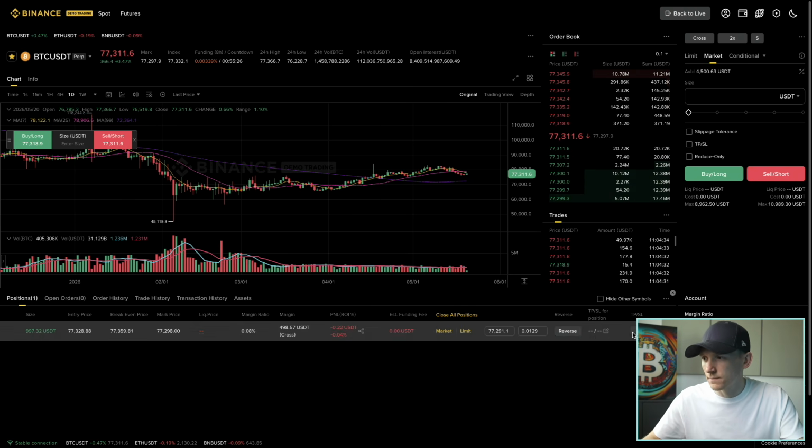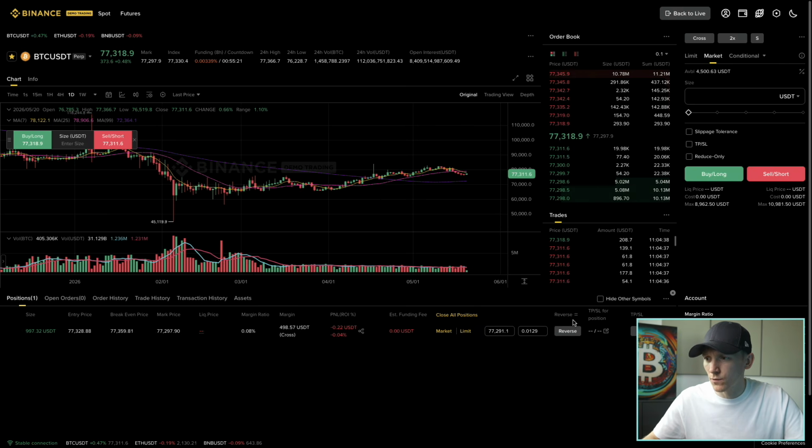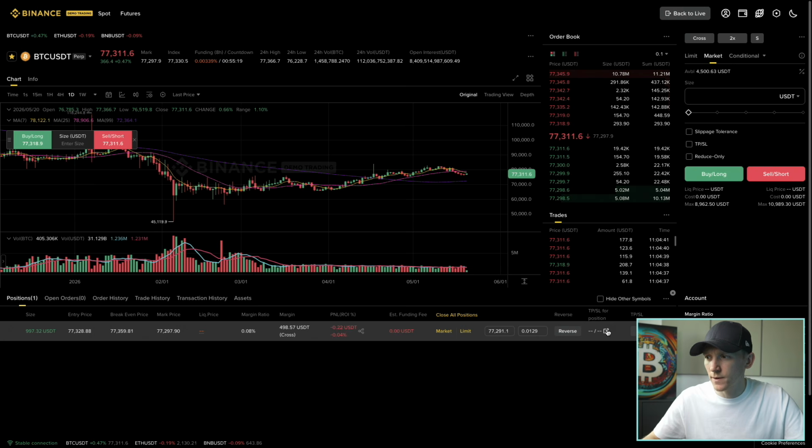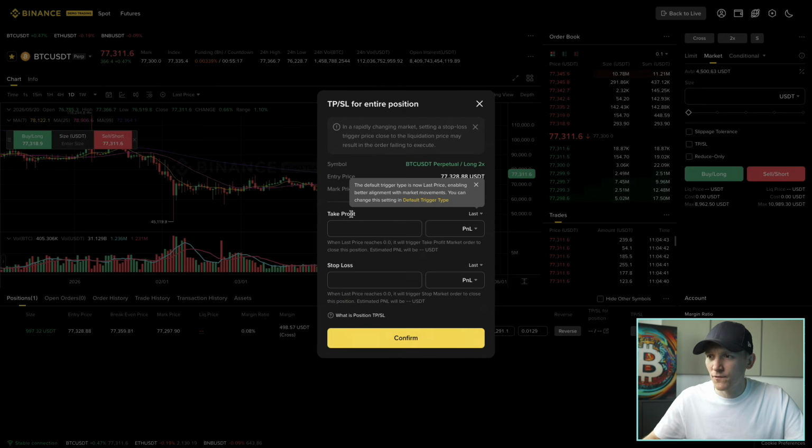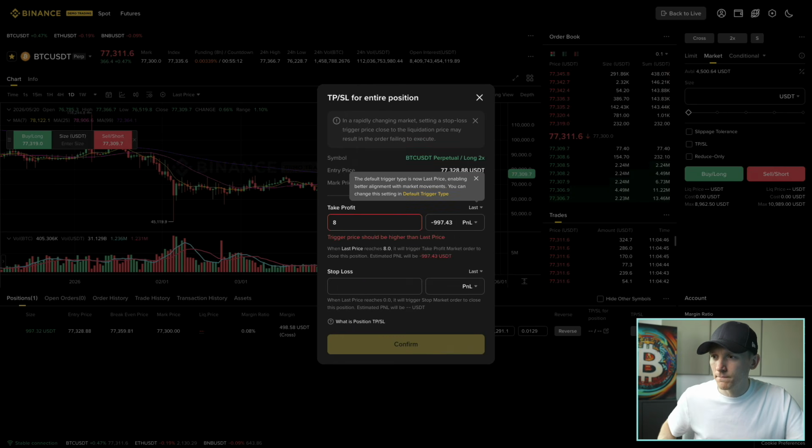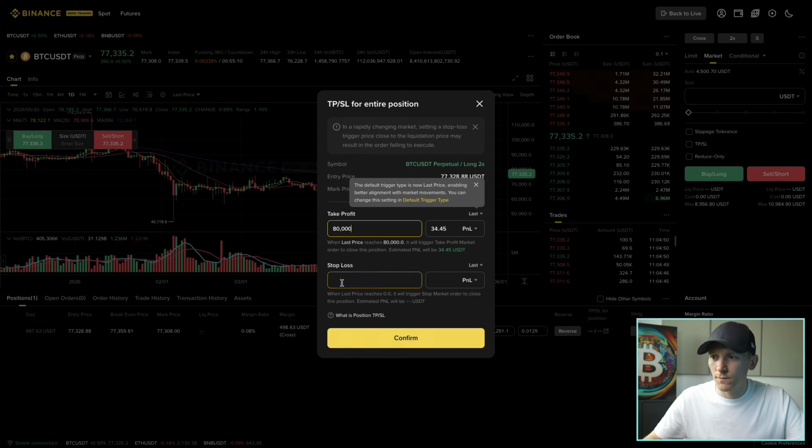On the right-hand side here, you can reverse the position. You can add a take profit and stop loss order as well. So let's go ahead and open a take profit and stop loss. A take profit is literally getting out of your trade at a profit. Now, because we're long, we're going to go higher like this. And a stop loss would be to get out of your trade at a loss. Rather than waiting for the position to get liquidated, losing all of our money, or doing it manually, you can say, at some certain price, just get me out of the trade, and you'll take a loss there. So let's say 75 like this.